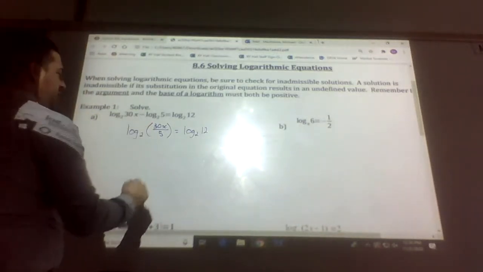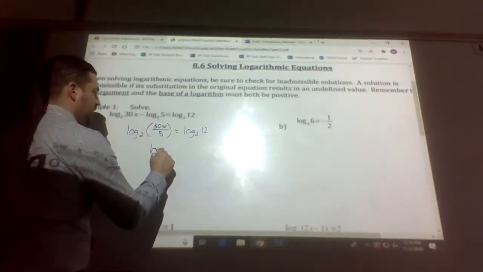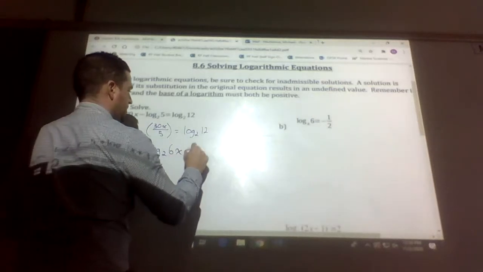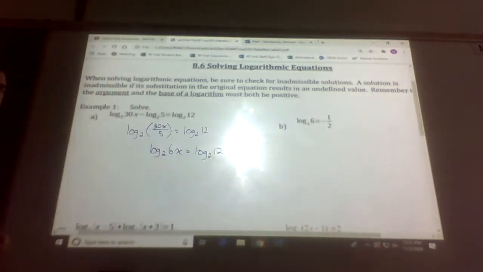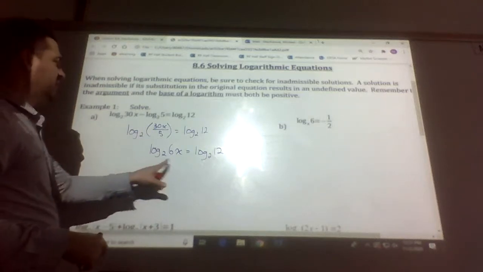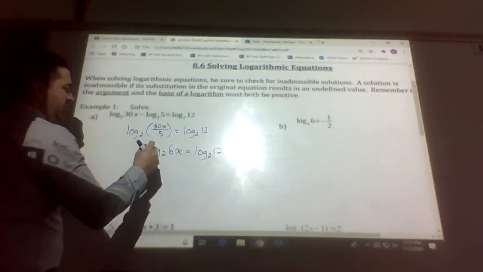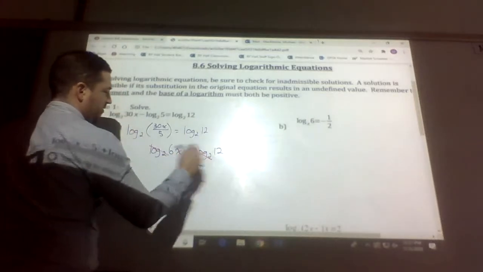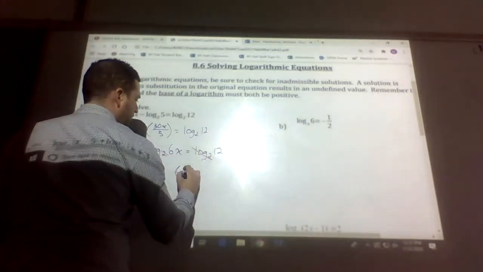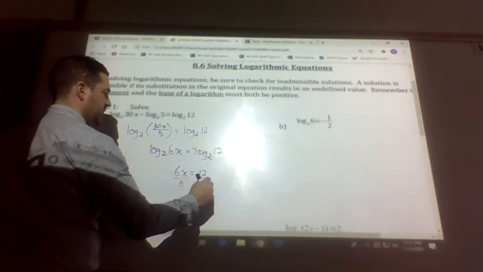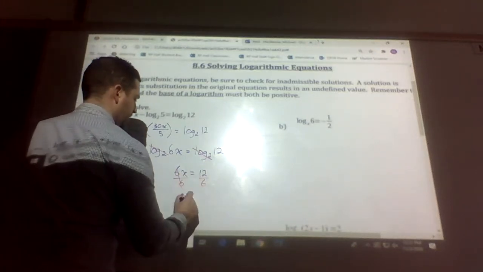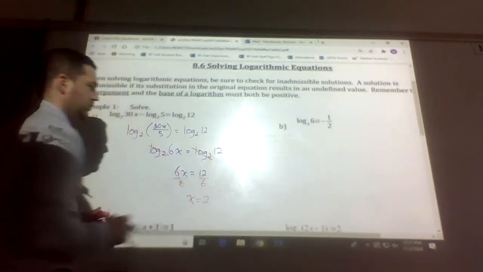Okay, so when we divide it, you get 6x, so log base 2 of 6x. And then now here, when we said if you have the same base, you could cross these off. They're on both sides. So we have 6x equals 12. And divide by 6, x equals 2.